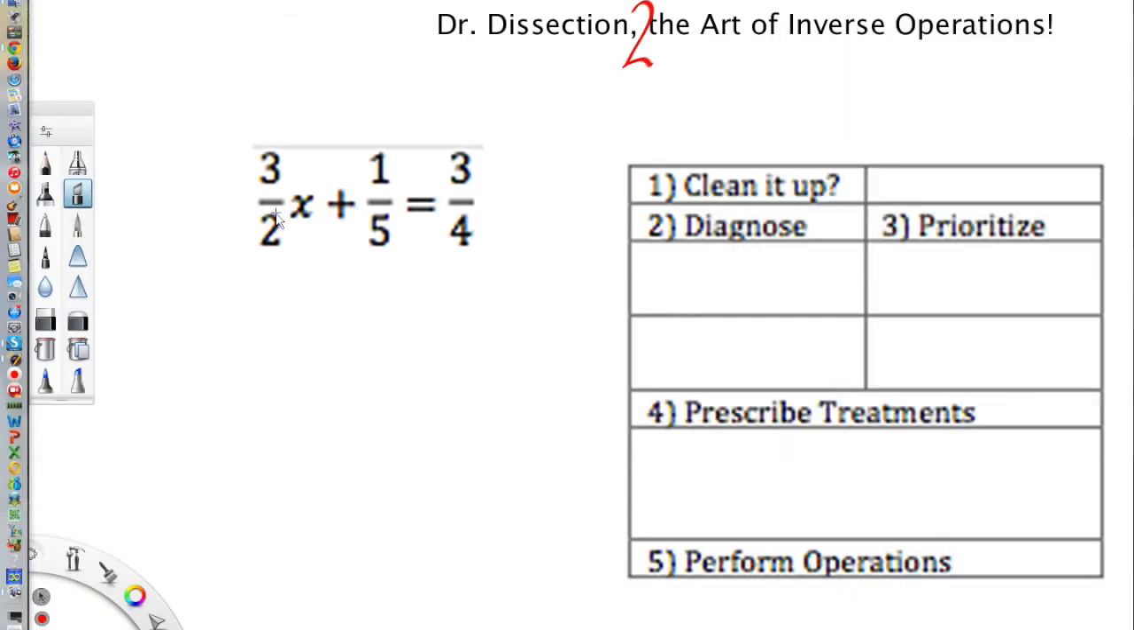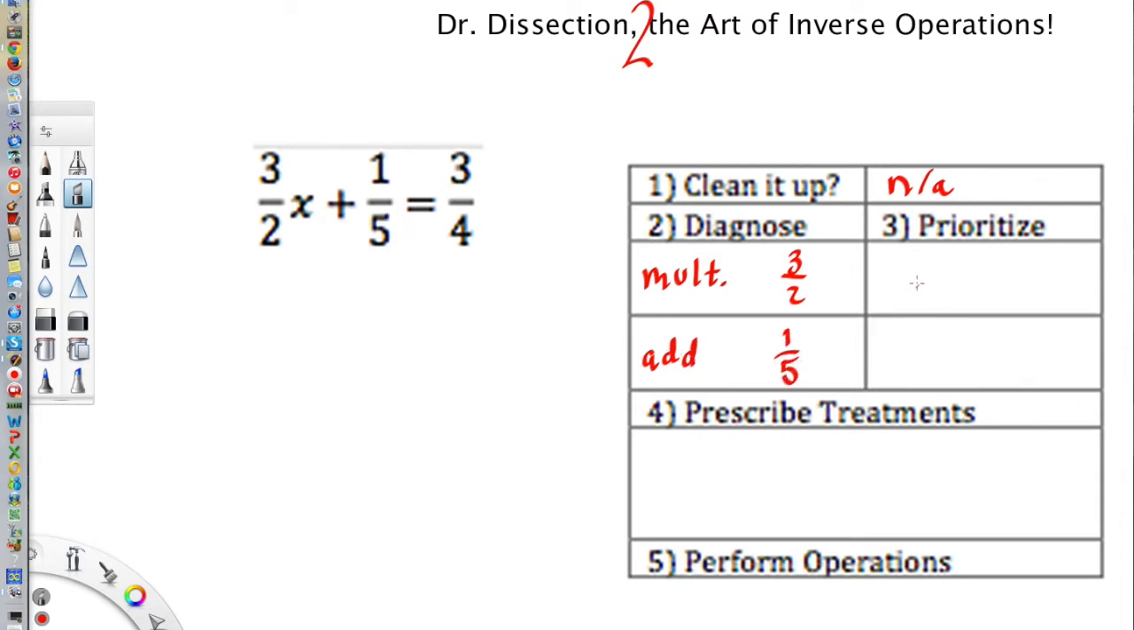We've got 3 halves x plus 1/5 is equal to 3/4. Can we clean up our patient at all? No, I don't see any common terms to combine. I don't see any distribution to do, so cleaning up is not applicable. And then let's diagnose our patient. We can clearly see that it is being multiplied by 3 halves. And we can also see that there's something being added to it, and it's 1/5.